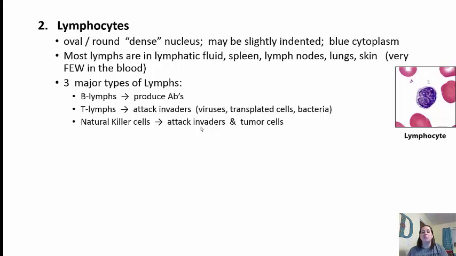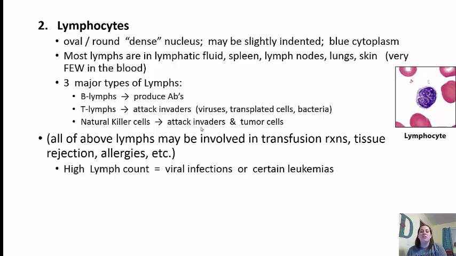And there's also natural killer cells. Natural killer cells are going to attack invaders, and they're also going to help us get rid of tumor cells. These guys actually help prevent cancer a lot of times as we're younger, but the more and more we're exposed to things that cause cancer, the less likely these are going to work as well.